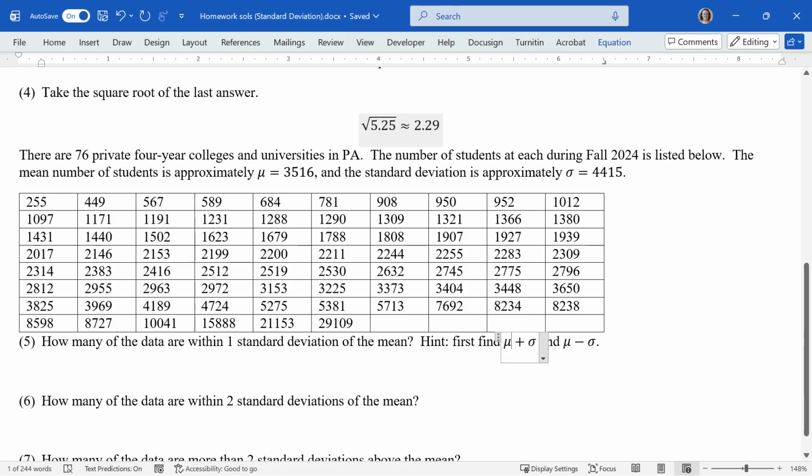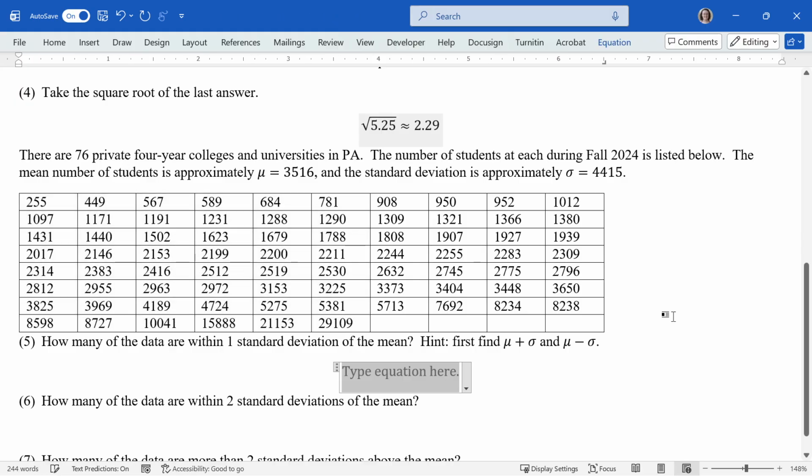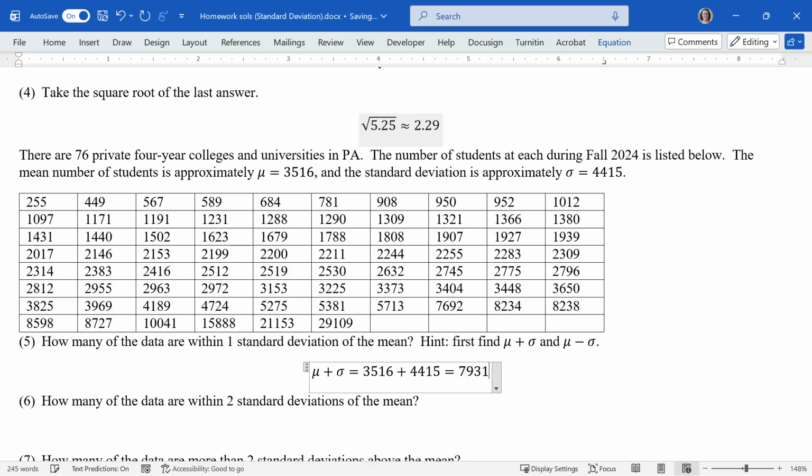So I'm going to go to the mean, mu, then go up by one standard deviation, and then go to the mean and go down by one standard deviation. You picture this on a yardstick or on the real number line. I'm finding two numbers, and then I'm going to count how many of these data values are between those two numbers. Okay? So mu plus sigma is going to be 3516 plus 4415, and I'm going to get out a calculator and actually add this up. So 3516 plus 4415 is 7931.